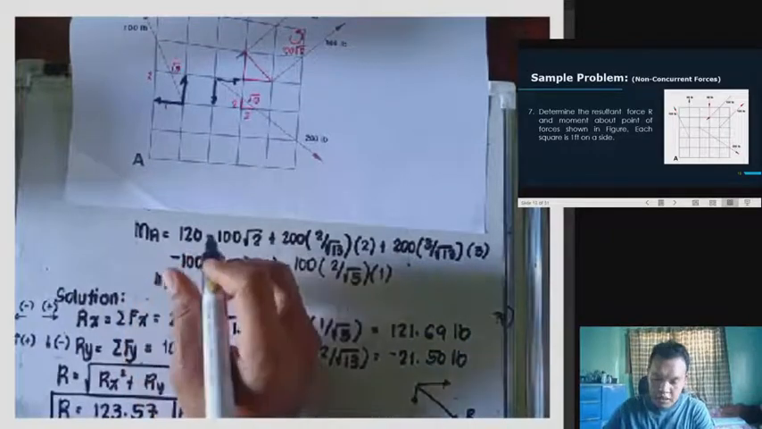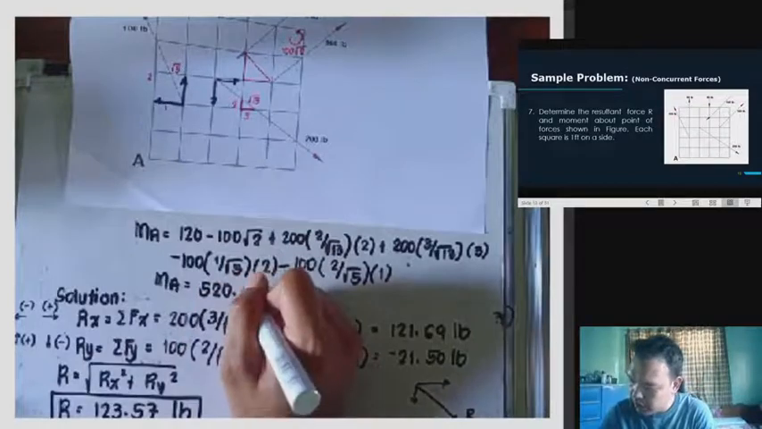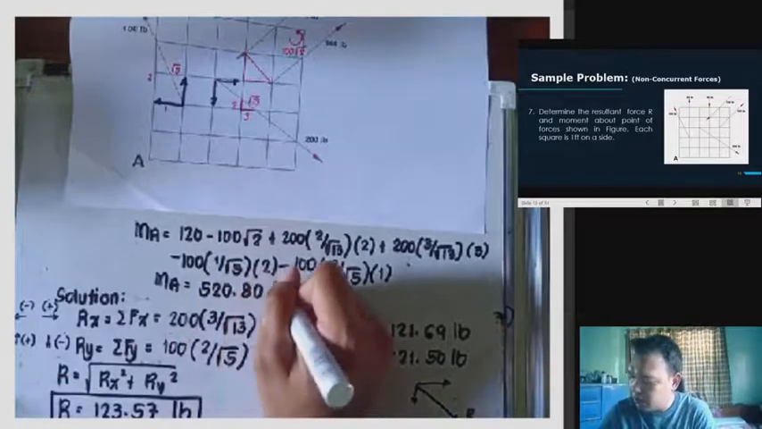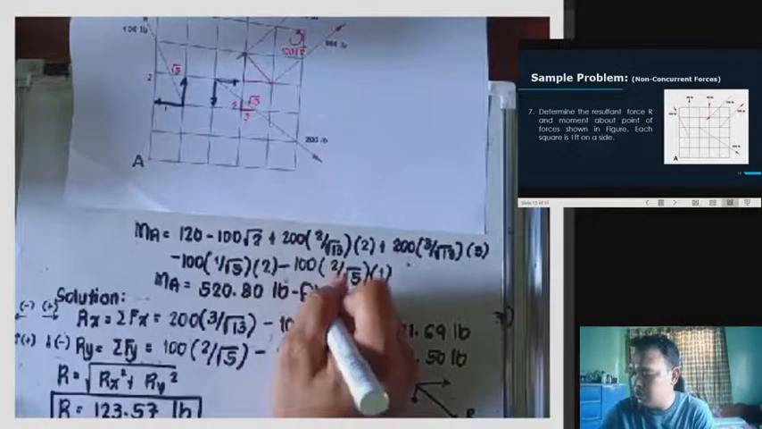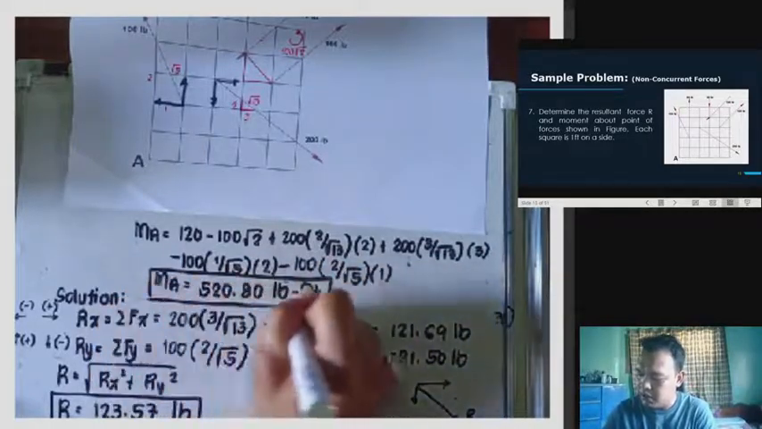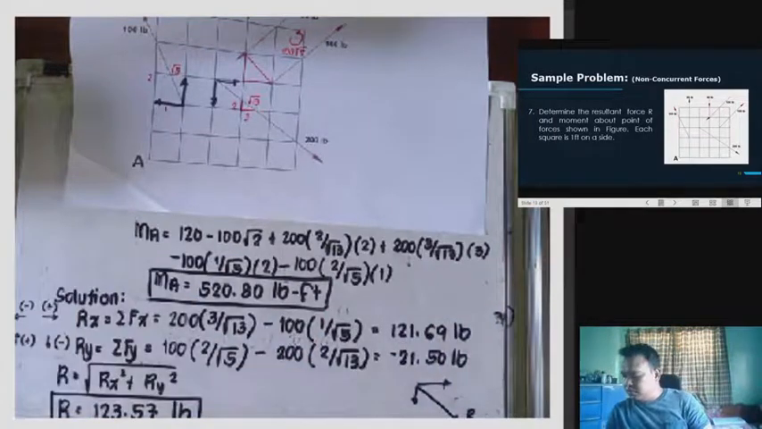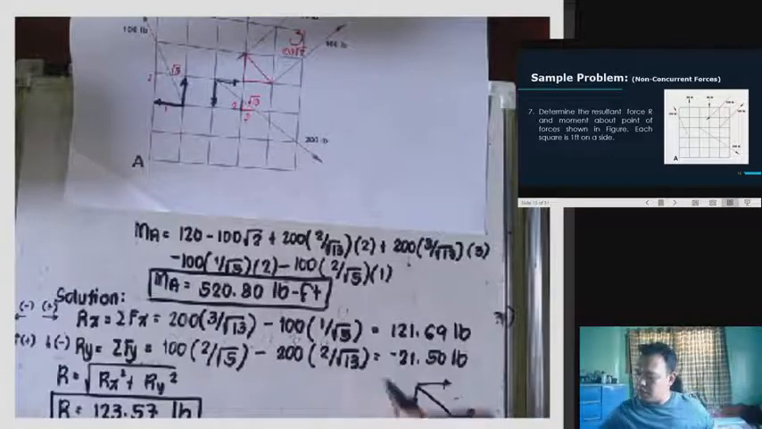So we have here value of moment at A is equivalent kay 520.80 pound foot. Po yung sagot natin sa moment A. Okay? So ito po yung sagot natin.